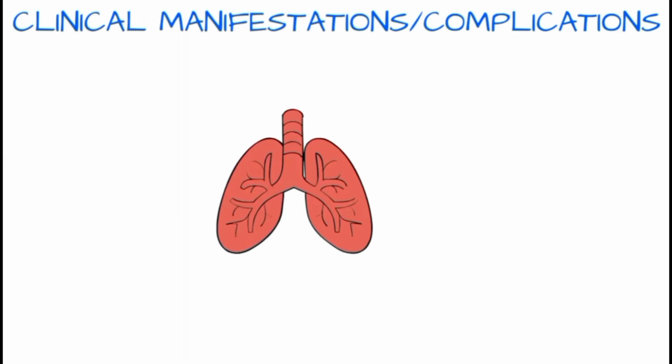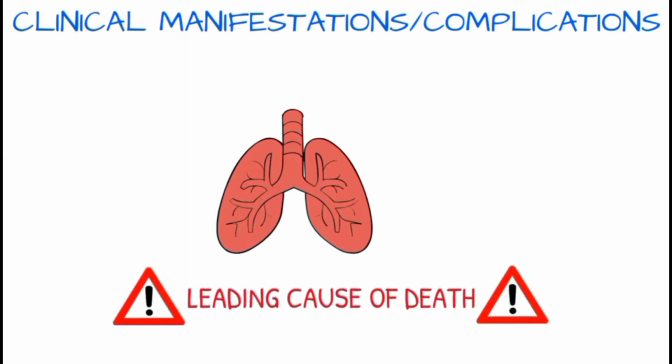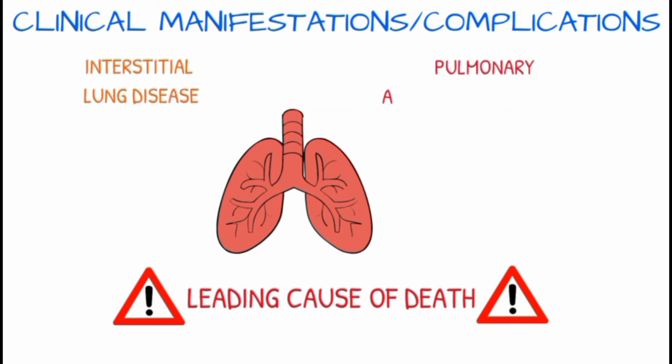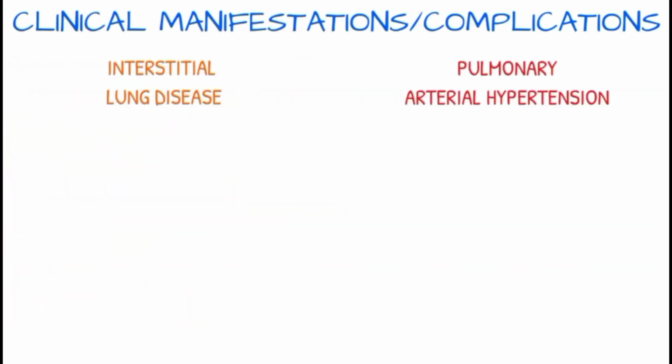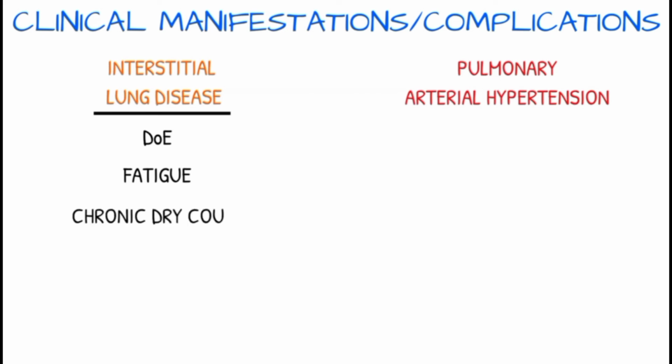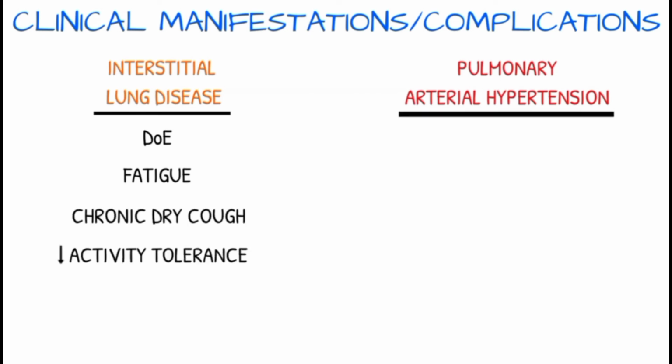Scleroderma frequently affects the lungs, which is the leading cause of death for this disease. The two main forms of pulmonary involvement are interstitial lung disease and pulmonary arterial hypertension. The incidence of lung cancer is increased as well. With interstitial lung disease, individuals may remain asymptomatic until it is advanced. Early symptoms include dyspnea on exertion, fatigue, chronic dry cough, and reduced activity tolerance.